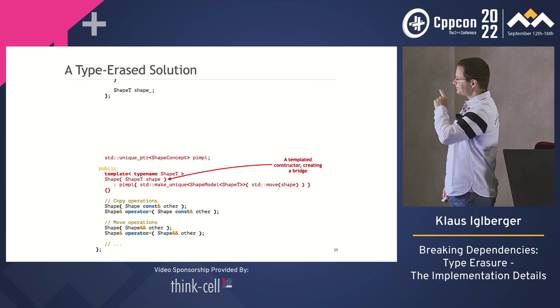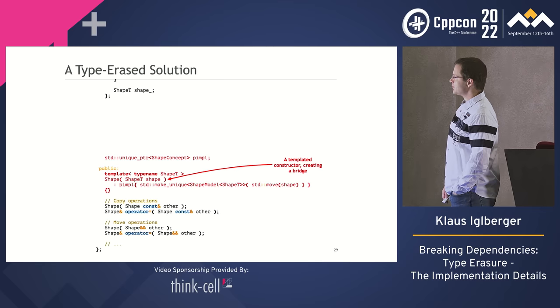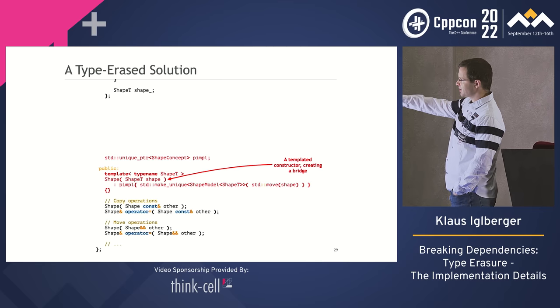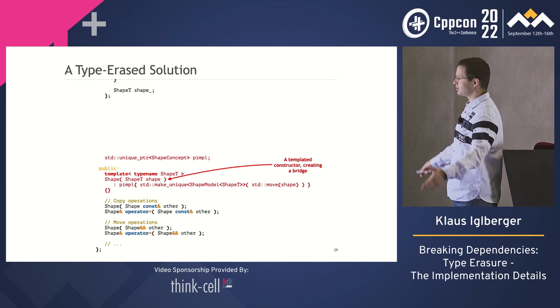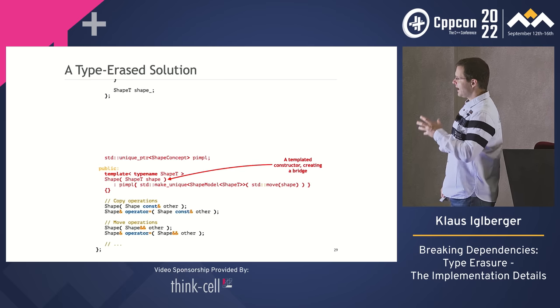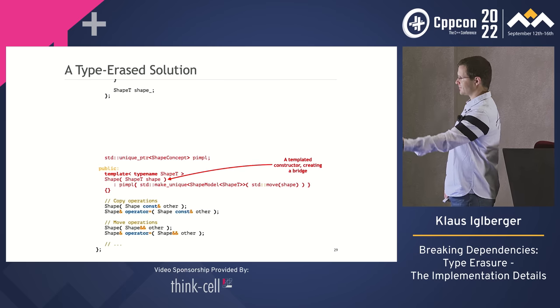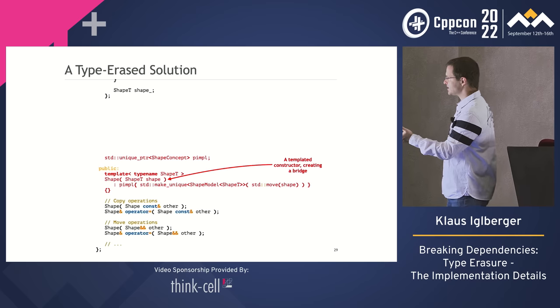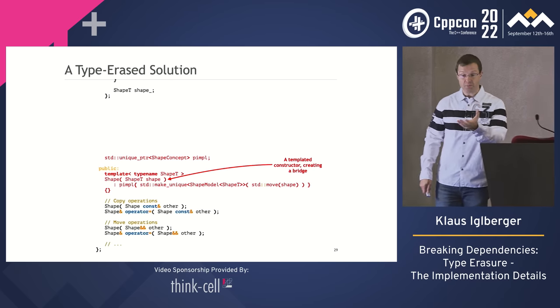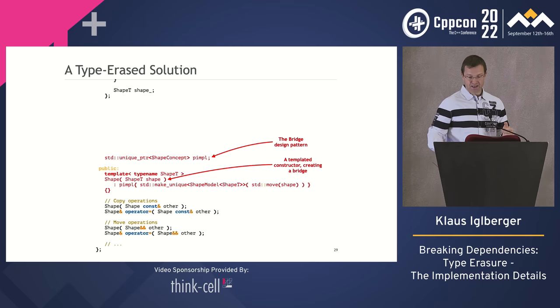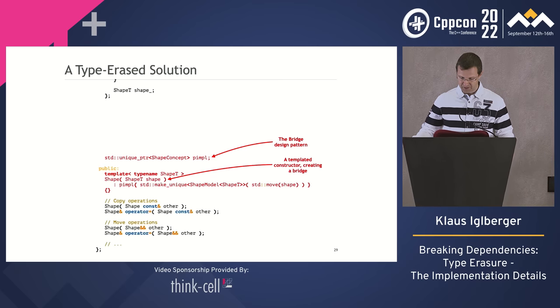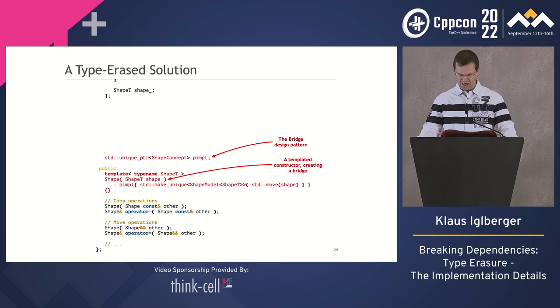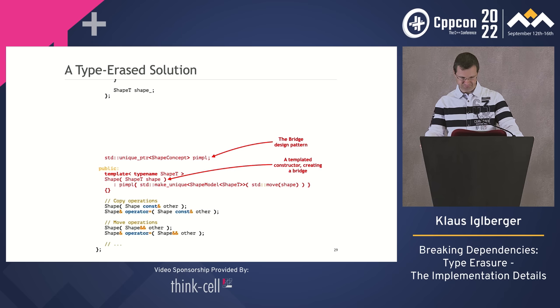Now, this templated constructor is super important and of course super convenient because it takes all the work of creating a shape model. You don't have to do this manually anymore. And it creates some kind of bridge to some implementation details that the compiler generated, the model, and that is yet the other design pattern that I mentioned, the bridge design pattern. So it bridges to the implementation details that you don't really have to think about.